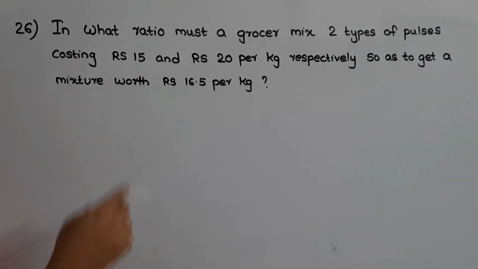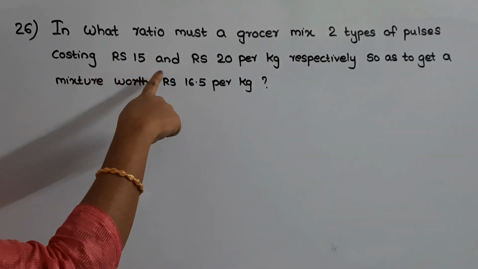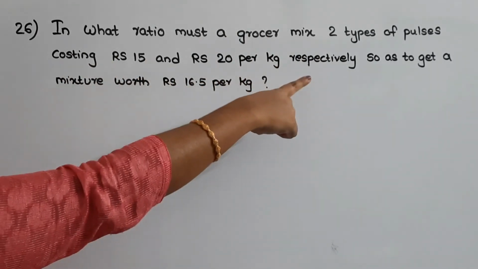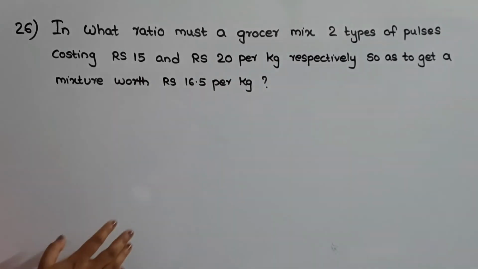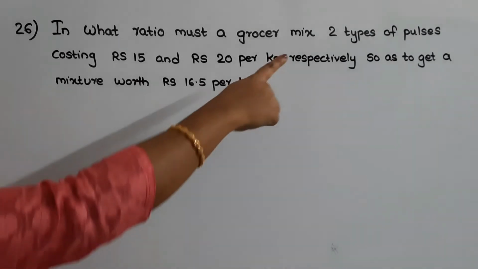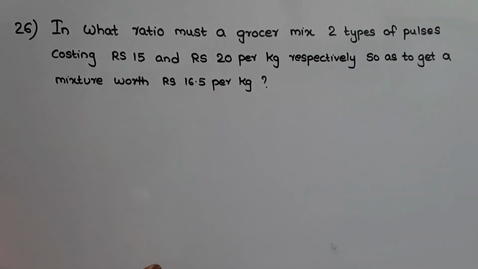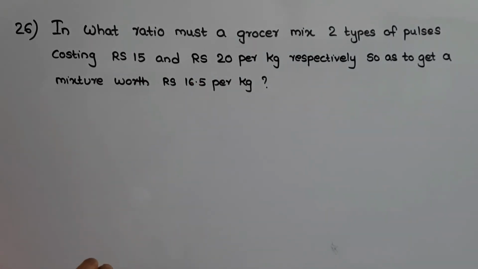The next question is, in what ratio must a grocer mix two types of pulses costing rupees 15 and rupees 20 per kg respectively, so as to get a mixture worth rupees 16.5 per kg? So in this question we need to find out the ratio by which two types of pulses is to be mixed such that the mixture costs rupees 16.5 per kg. So this also we are doing by alligation method.